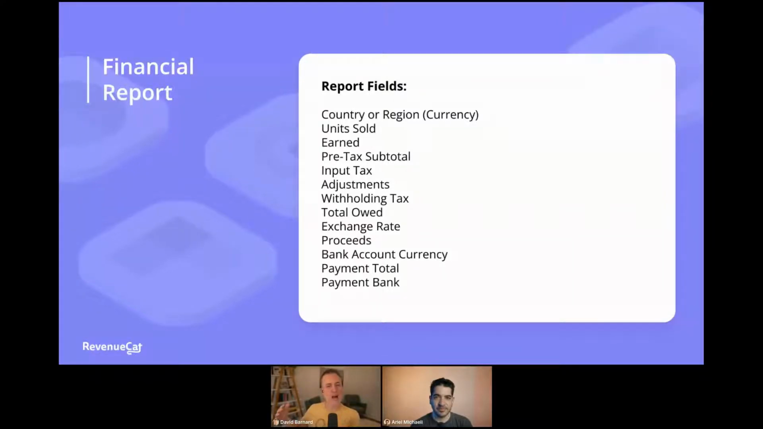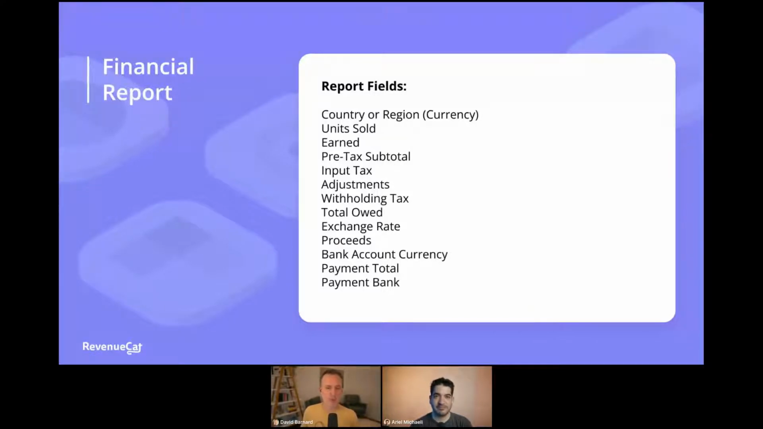But then they actually update that report after the payment is made. And that final financial report will, instead of saying estimated proceeds, actually give the payment amount and the payment total and the payment bank. And when you see that payment total and payment bank on that report, you know it's finalized. And if you look at this list of reporting fields, you do actually get data on tax, on adjustments, on withholding, and you get the exchange rate.